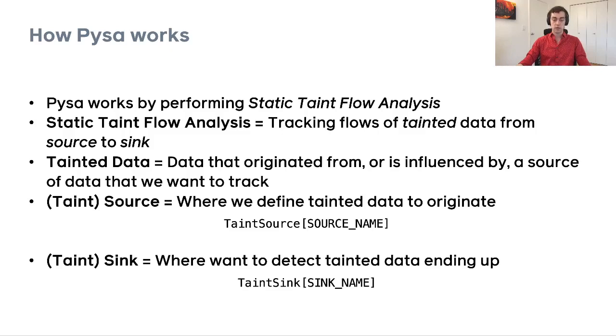Taint sources are where we define tainted data to originate. Throughout the presentation, as I refer to taint sources in code, you're going to see this a lot, this annotation that says taint source and its name. Taint sinks are where we want to detect tainted data ending up. Throughout the presentation, when I refer to them in code, they'll look like this, taint sink and then a name for that sink.